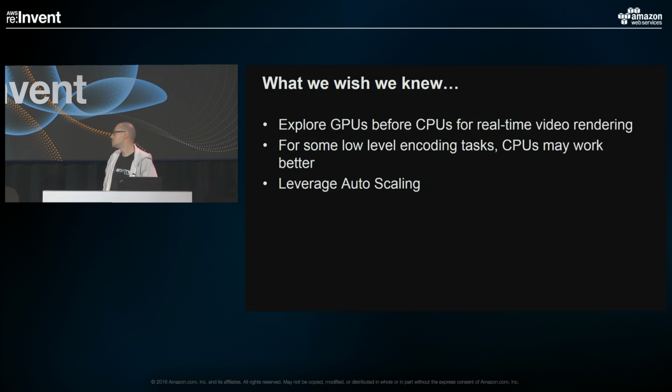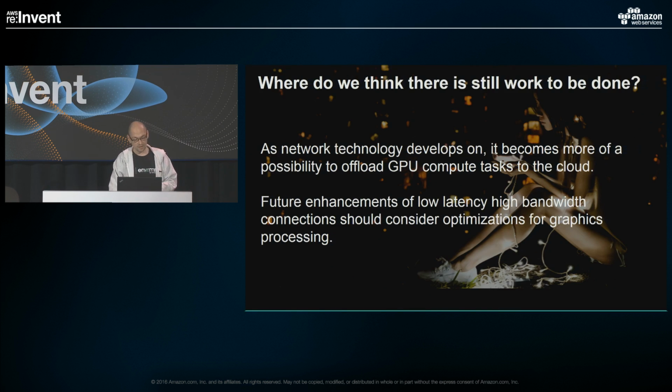So having shown you a few different types of experiences that the environment platform can deliver on, what we wish we had known from the get-go before we started was what we could do with GPUs for real-time video rendering, and also being able to have the CPU work for low-level encoding tasks and leverage auto-scaling. And having shown some cool things today, what is there that still needs to be done?